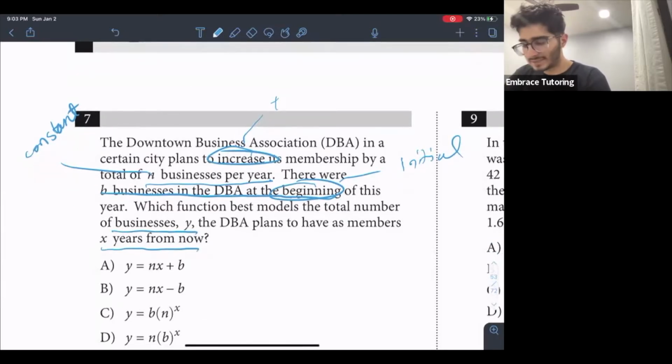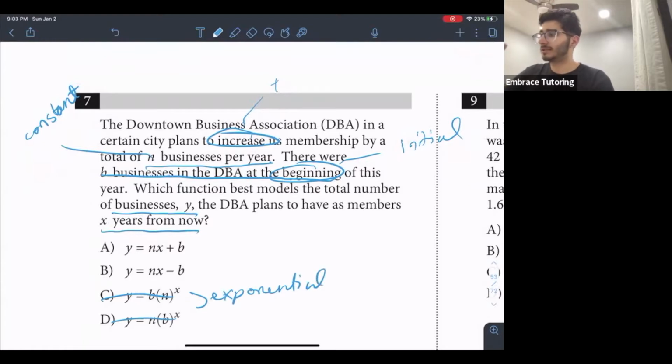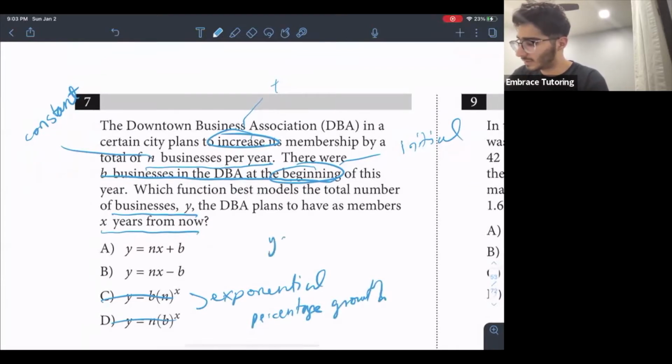So if it's a constant value, you know it can't be C and D because these are exponential. You can have an exponential increase, but that won't be a constant per-year thing. It would be more percentage growth, and that's not what we're looking for. So it would be in terms of Y is equal to mx plus b, because since it's increasing, it would be a positive slope.